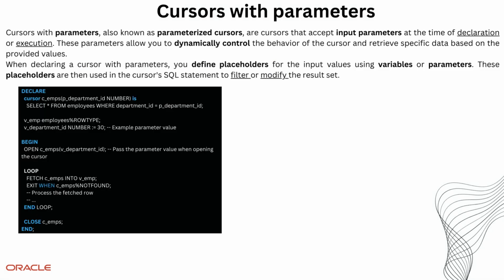Cursors with parameters, also known as parameterized cursors, are cursors that accept input parameters at the time of declaration or execution. These parameters allow you to dynamically control the behavior of the cursor and retrieve specific data based on the provided values. When declaring a cursor with parameters, you define placeholders for the input values using variables or parameters. These placeholders are then used in the cursor SQL statement to filter or modify the result set.